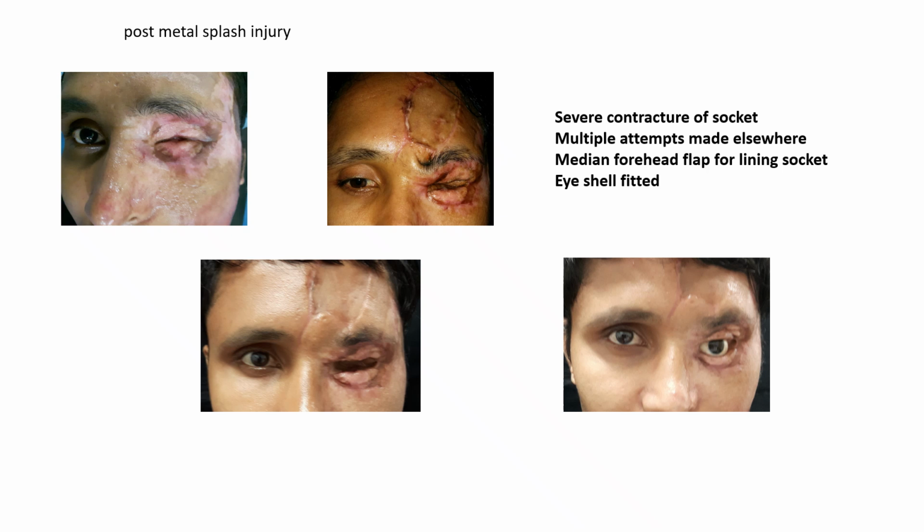Post metal splash injury producing a severe contracture of the socket. Multiple attempts had been made elsewhere. We did a median forehead flap for lining the socket, and an eye shell was fitted afterwards.